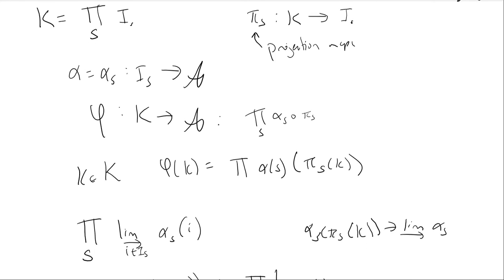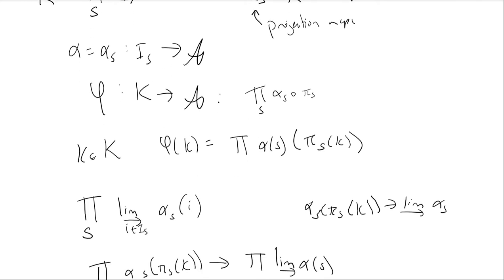Now the important bit here, and maybe I didn't write enough to explain what's going on, is this object on the left, this product over all of the limits. This makes sense component-wise. I can take all the alphas and take all their limits over the I's, and then I can take the product of them all together. On the other hand, there's also this family of morphisms on the right, alpha of pi of k, suppressing the s's, mapping into this limit.